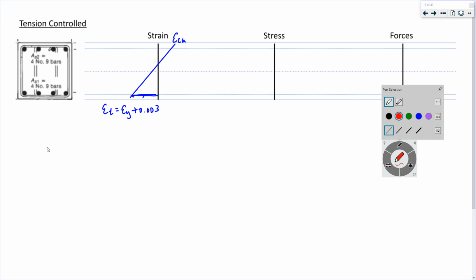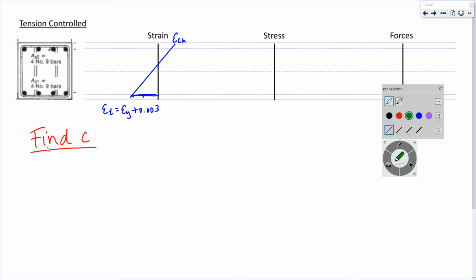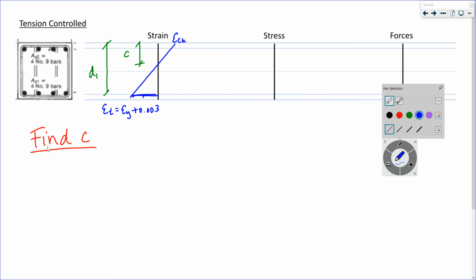I'm going to let you guys work on it. Well, no, I'll do it. So let's find C. C is probably going to be less than 8 inches because my strain is a little bit larger in my tension. My D1 is equal to DT. Find C. There it is.